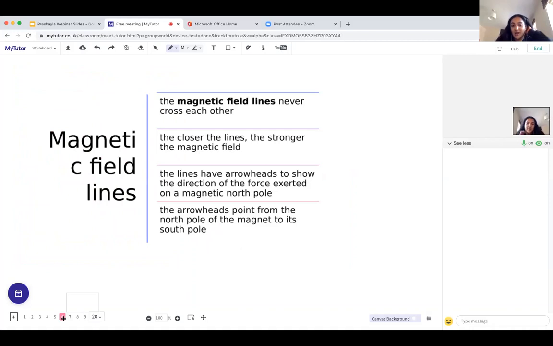Now, the lines have arrowheads to show the direction of the force exerted on a magnetic North Pole. So what that means is the arrowheads always point from north to south. So those are the rules of magnetic field lines, and they must be followed when you're drawing magnetic field lines out.